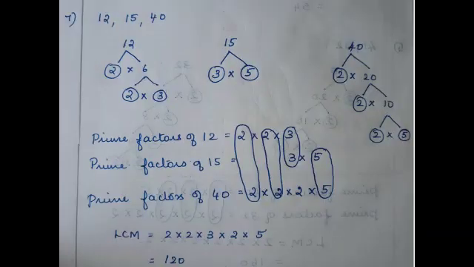The next sum is 12, 15, 40. The prime factors of 12 are 2 into 2 into 3. The prime factors of 15 are 3 into 5. And the prime factors of 40 are 2 into 2 into 2 into 5. You will circle the common factors. 2 is common, again 2 is common, 3 is common and also 5 is common. All the common factors and the non-common factors you will write down as the product. So the LCM is 2 into 2 into 3 into 2 into 5. When you multiply, you get the LCM as 120.